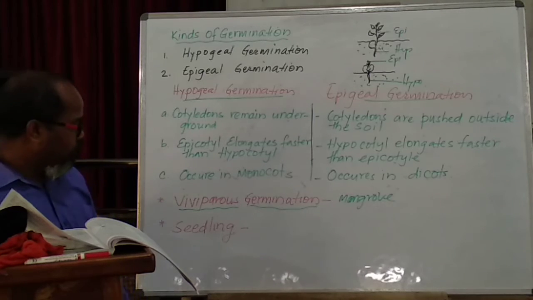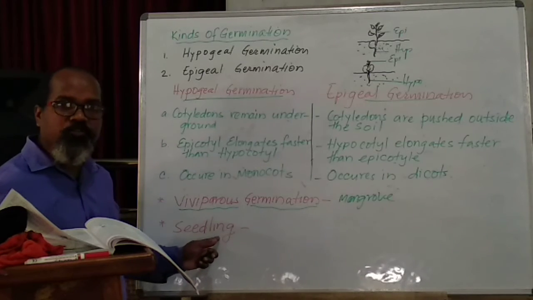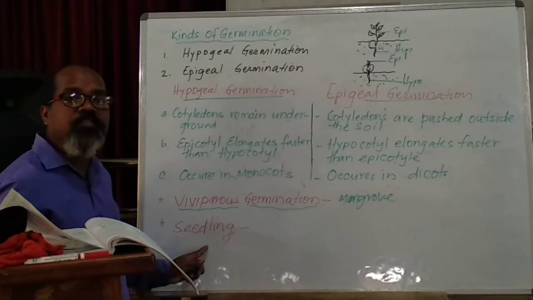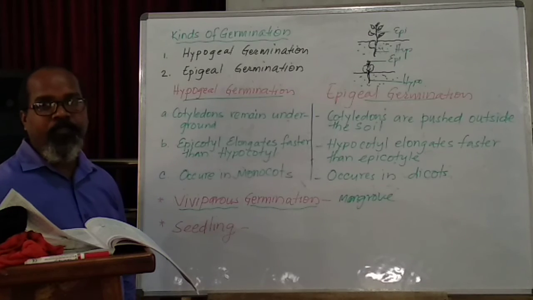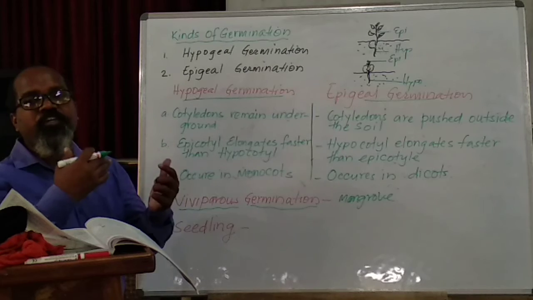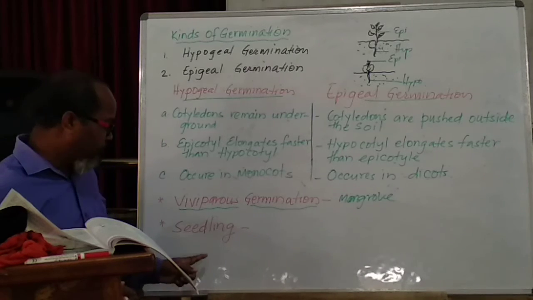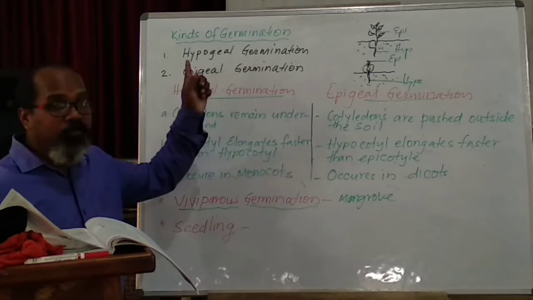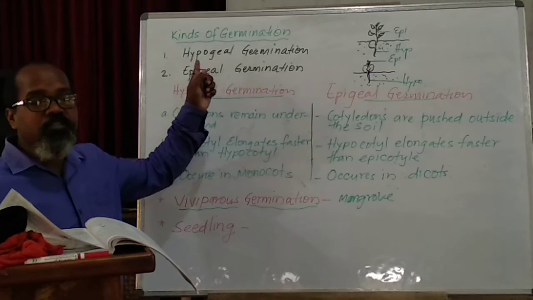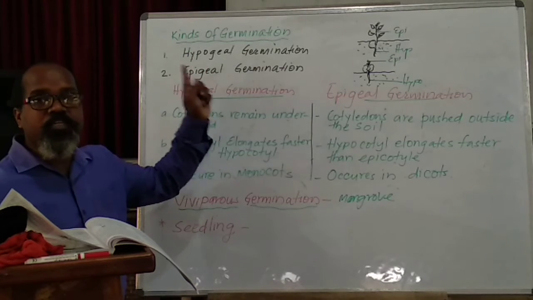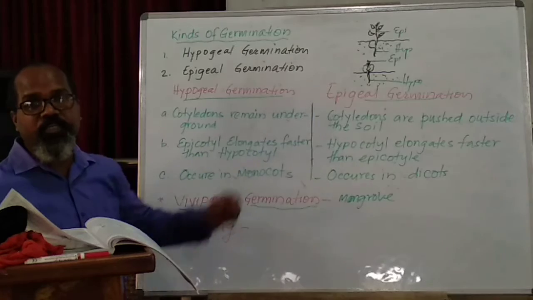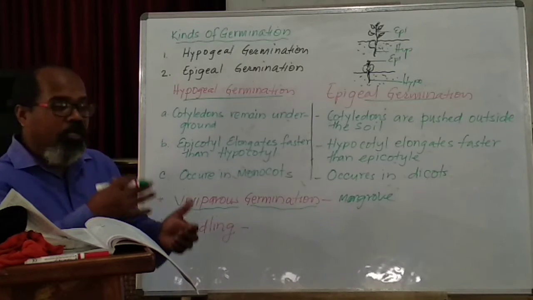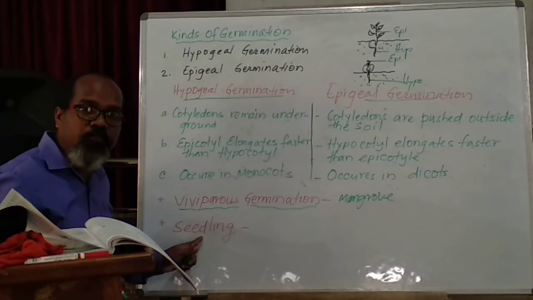Now, the last word that we are going to study is seedling. The ultimate aim of germination is the formation of a seedling. You remember what is germination? Germination is the process of development of a seedling from the embryo of a seed. Now after germination, the result is the formation of a seedling.